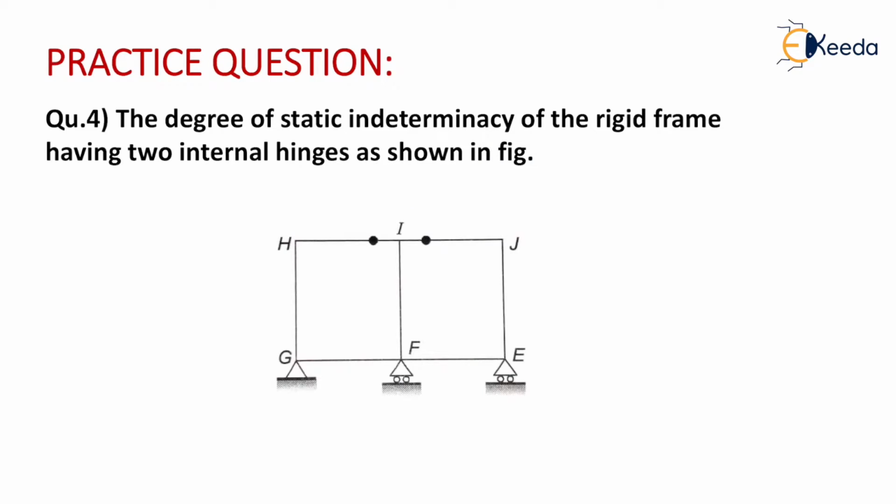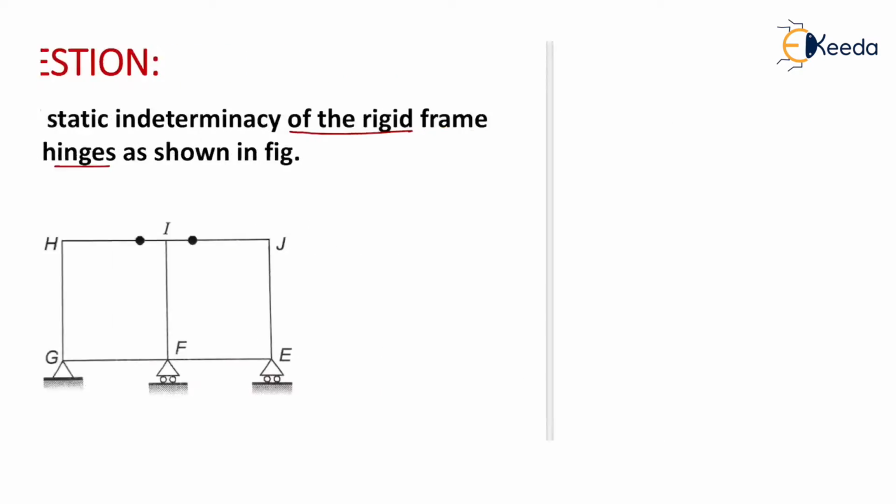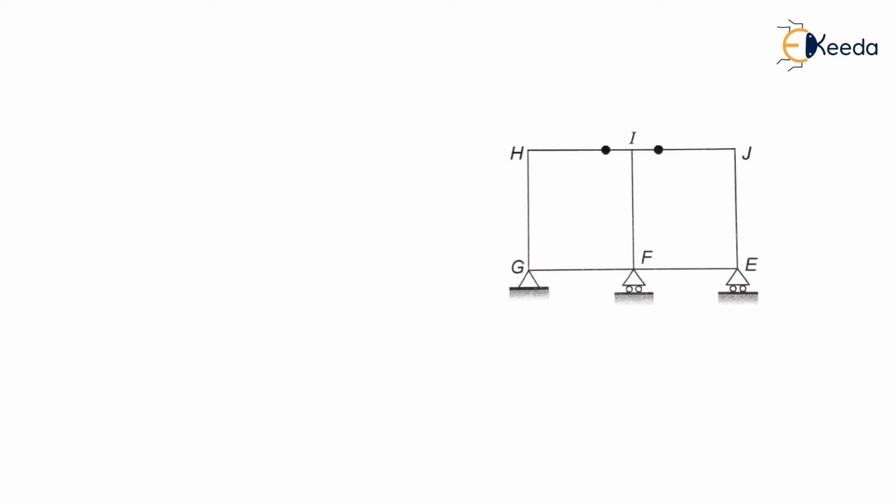The question is written as: the degree of static indeterminacy of the rigid frame having two internal hinges, as shown in the figure. Now, in this figure, that is E, F, G, H, I, J, there will be two internal hinges as well as one hinge support at G and two roller supports at E and F. Now we need to calculate the total static indeterminacy, which will be the sum of external static indeterminacy plus internal static indeterminacy.